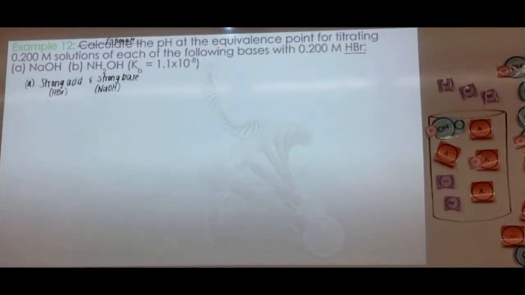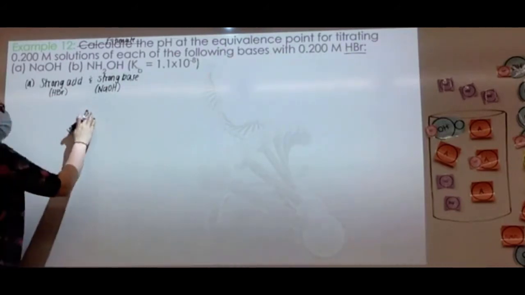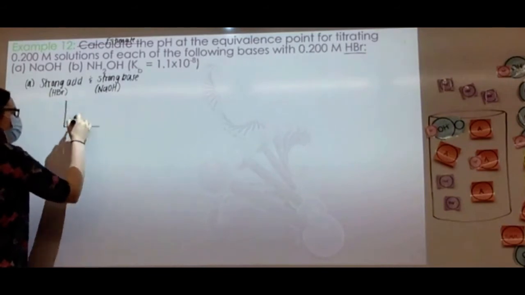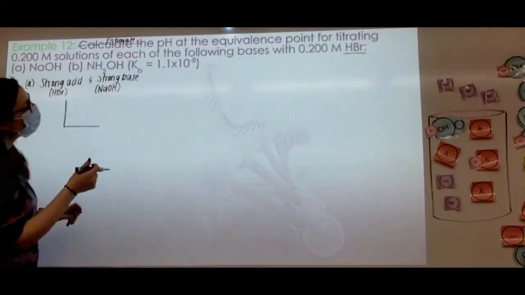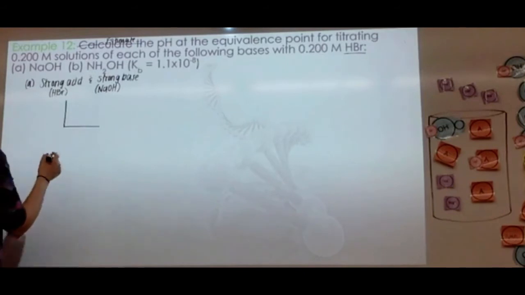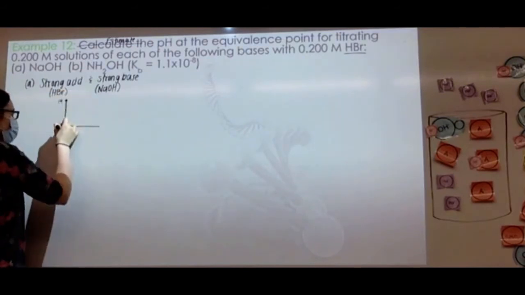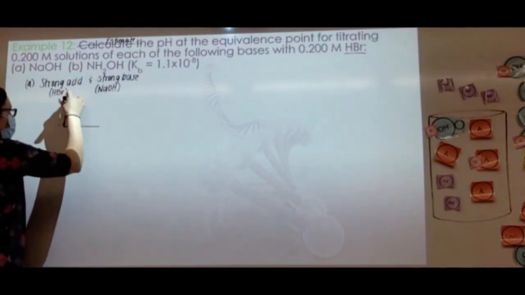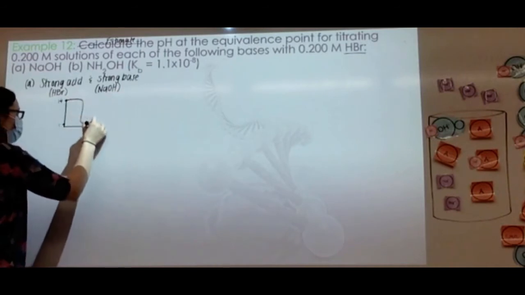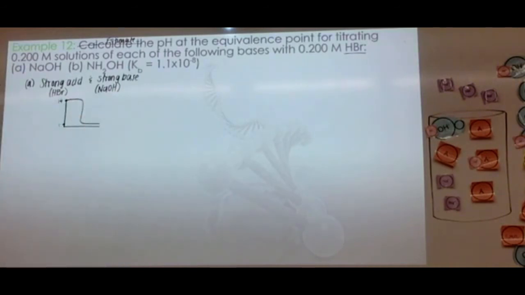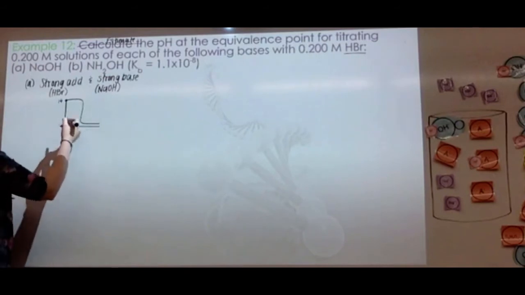So if we have a strong acid and a strong base, your titration curve for titrating these, so we're starting with NaOH, ending with HCl, is almost going to look like this, because titrating NaOH with HBr means that HBr is in the burette and NaOH is in the container.